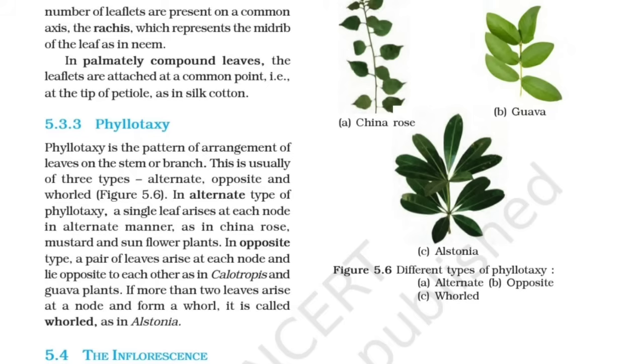Phyllotaxy is the pattern of arrangement of leaves on the stem or branch. This is usually of three types: alternate, opposite, and whorled. In alternate type of phyllotaxy, a single leaf arises at each node in alternate manner, as in China rose, mustard, and sunflower plants. In opposite type, a pair of leaves arise at each node and lie opposite to each other, as in calotropis and guava plants. If more than two leaves arise at a node and form a whorl, it is called whorled, as in Alstonia.